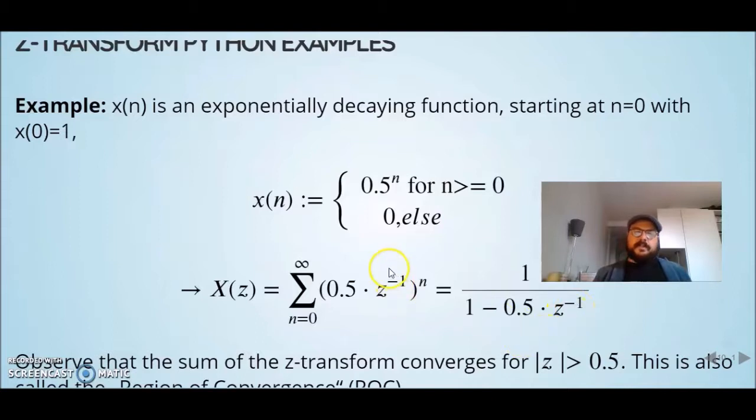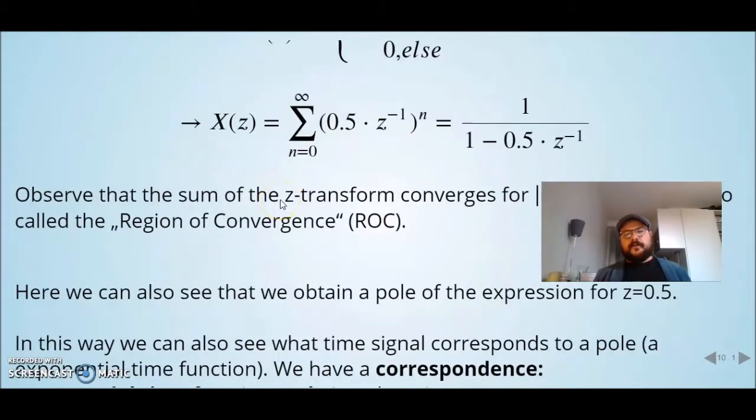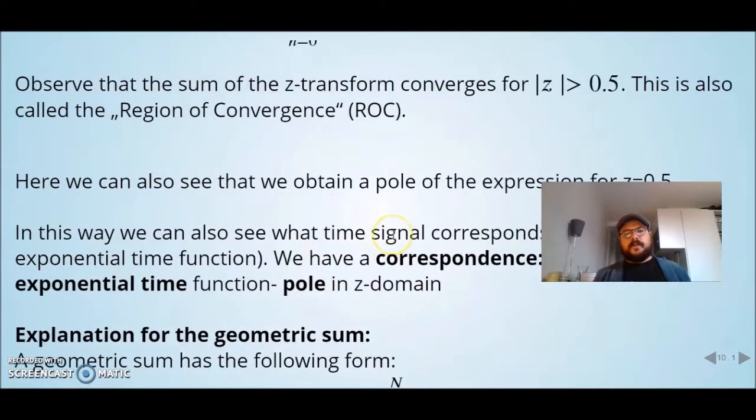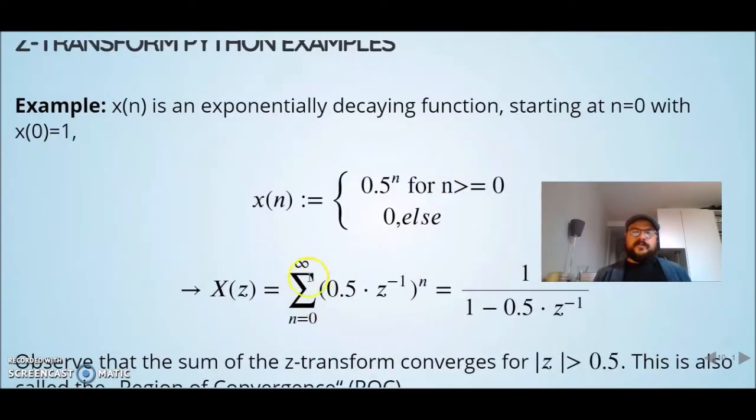We can see that the z-transform converges for all values when the absolute value of z is greater than 0.5, and this is called the region of convergence. And we can see there is a correspondence of an exponential time function to a pole in the z domain. So by looking at the z-transform here, we can see that there is a correspondence of an exponential time function and a pole in z domain.